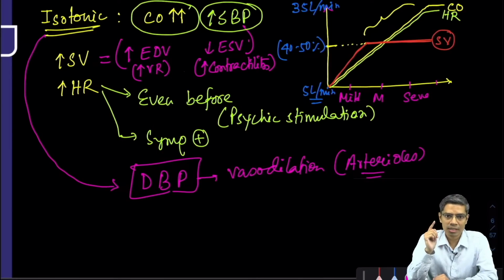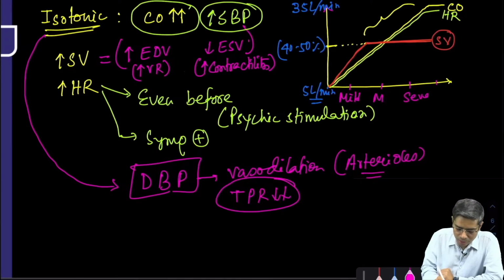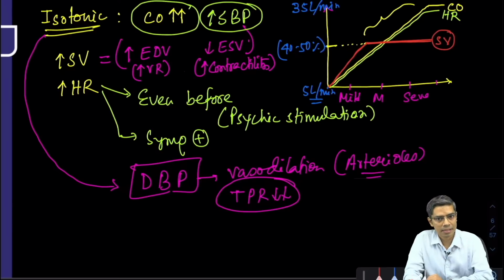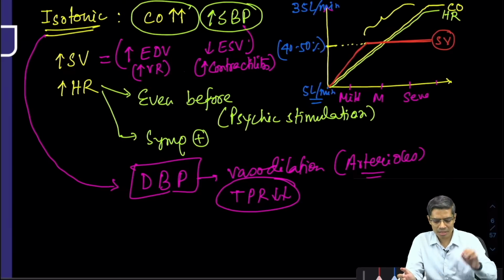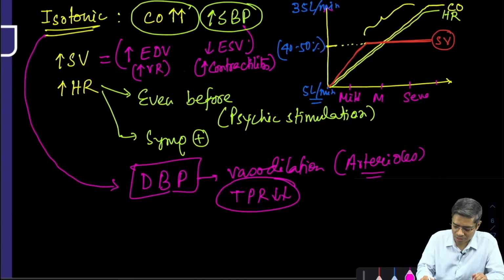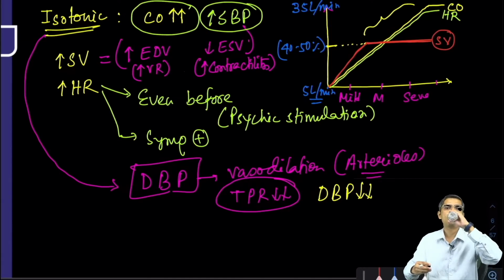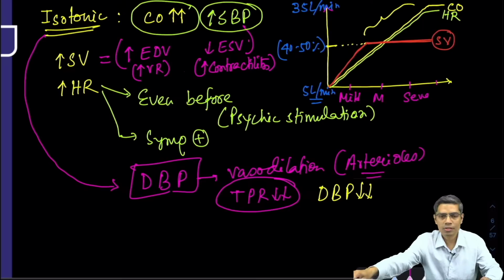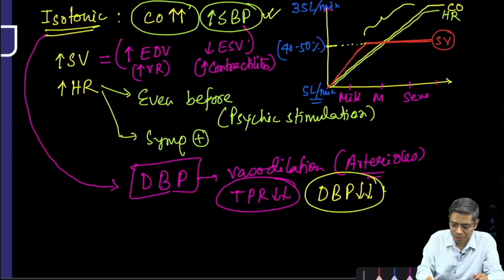Whenever there is dilatation of the arterioles, the total peripheral resistance will decrease, particularly in moderate to severe exercise. If you are doing mild exercise, total peripheral resistance may not change significantly, but in moderate to severe exercise your total peripheral resistance is going to fall, and whenever your total peripheral resistance falls, your diastolic blood pressure will also fall. So, you have to remember that in isotonic exercise, systolic blood pressure will rise, but diastolic blood pressure will fall.